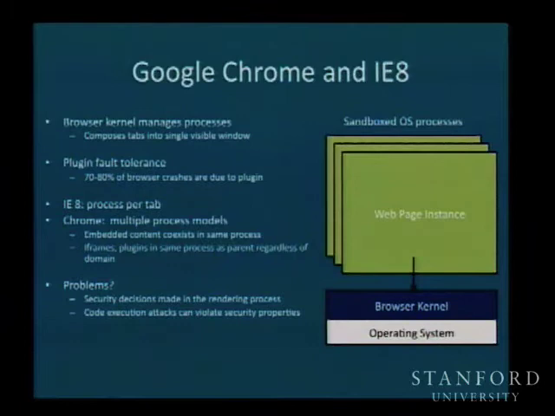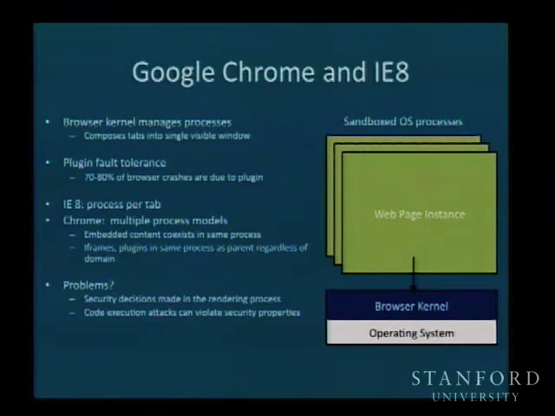So the next two browsers we're going to talk about quickly are Chrome and IE8. Both of these also have an idea of a browser kernel as some sort of management for web page instances. The way they divide things into processes running on top of the browser kernel is different, and they have different goals when they do so. IE8's primary goal was plug-in fault tolerance. They took a bunch of their numbers and found that ActiveX controls were something like 70-80% of all browser crashes they were seeing. So they decided to provide processes for this, and now there's some level of fault tolerance for all browsers. ActiveX can crash one tab and the rest of the browser just keeps going.